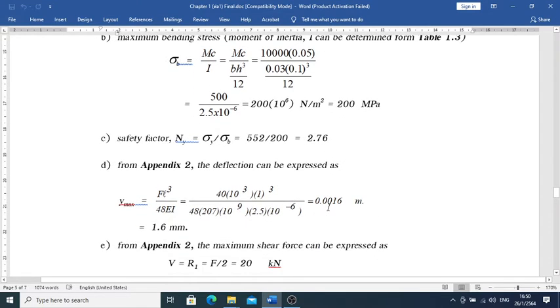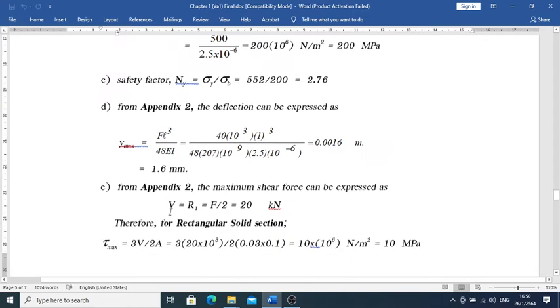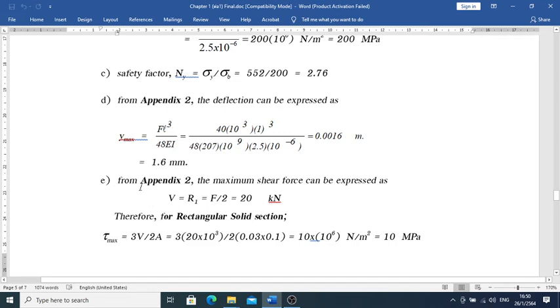Okay, and based on Appendix 2, I find the Y max there. I put it up there, and then I make a substitution to the corresponding number. I got the answer there. Also, the question asks for the maximum shear force. I found it: V is equal to R1, equal to F over 2, respectively. Constant all the way from the left to the right. Okay, it's going to be 20.